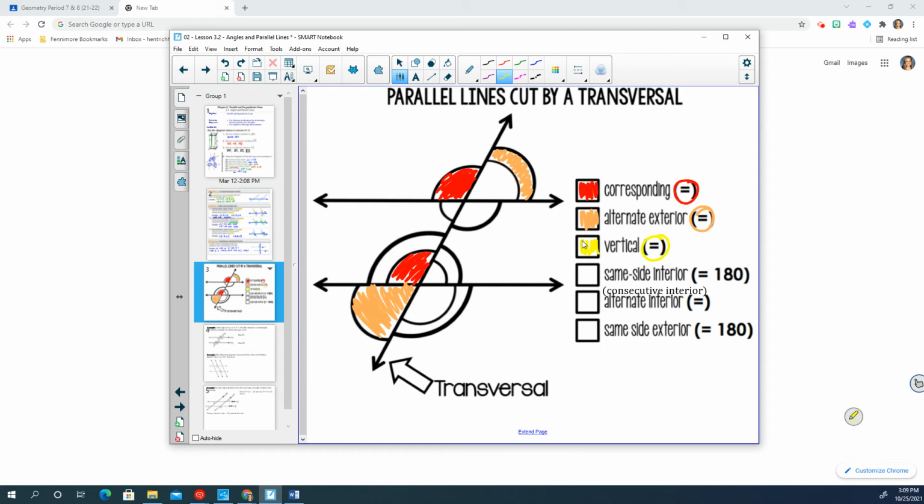An example of vertical angles would be this one. This is kind of a fun little coloring game. And this one. Could have done that one.